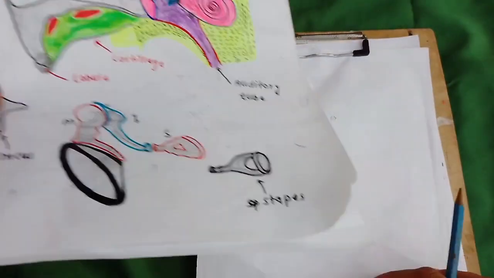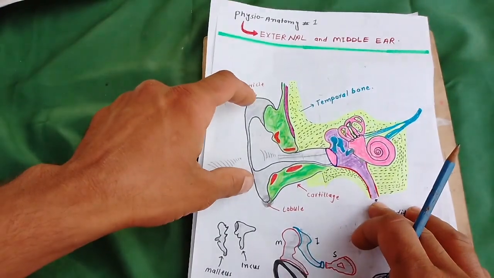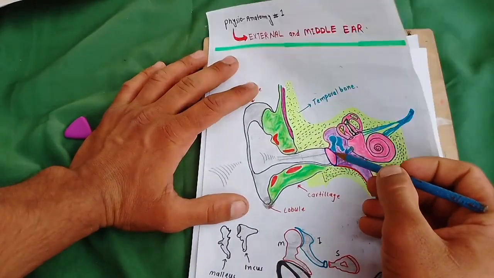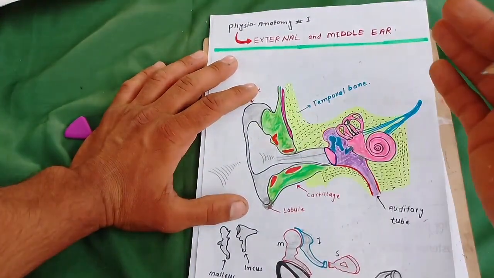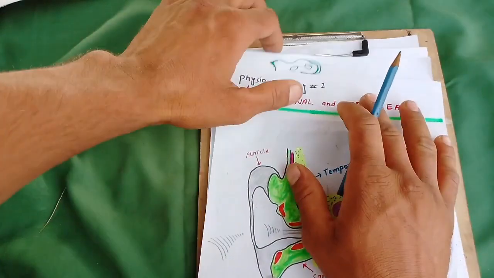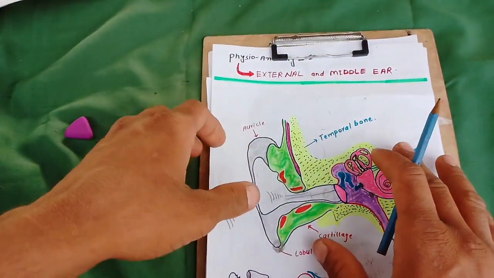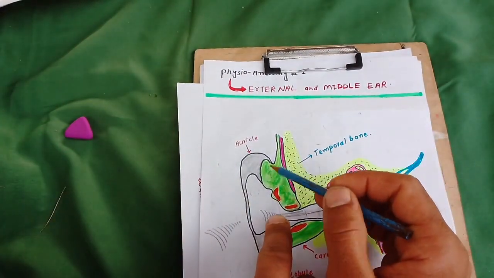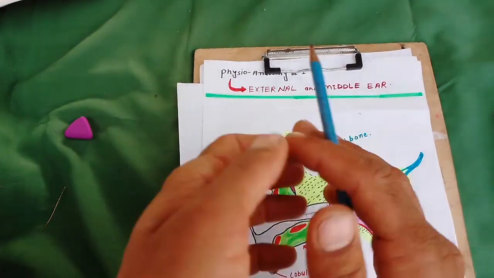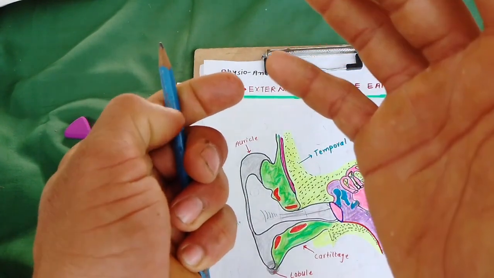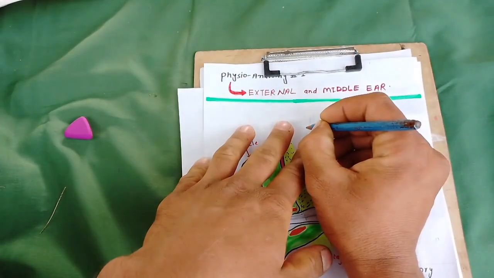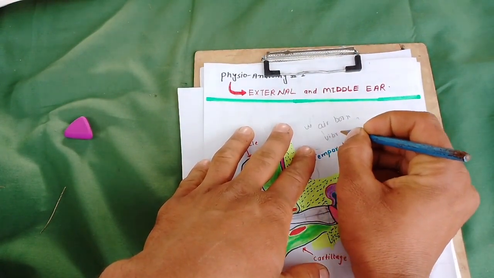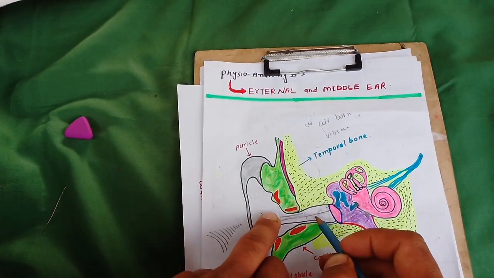So the complex mechanism is there. What is the role played by the pinna, auditory canal, the eardrum, and ossicles in the hearing of sound? As we know from the previous class discussion, the external ear collects sound waves in the form of airborne vibration. This is the external ear.